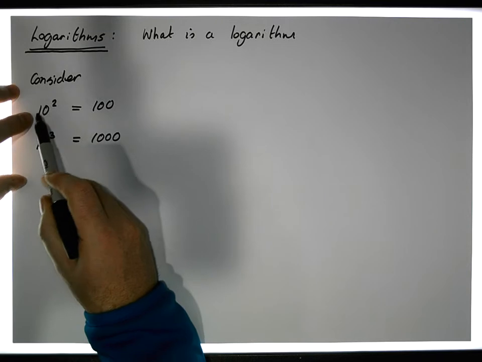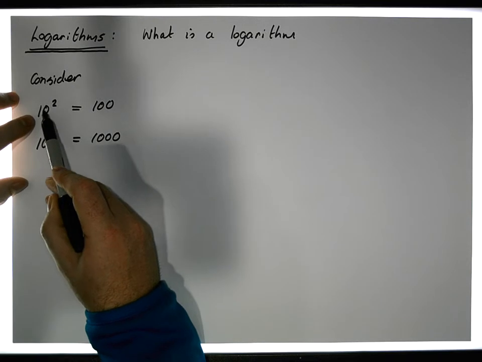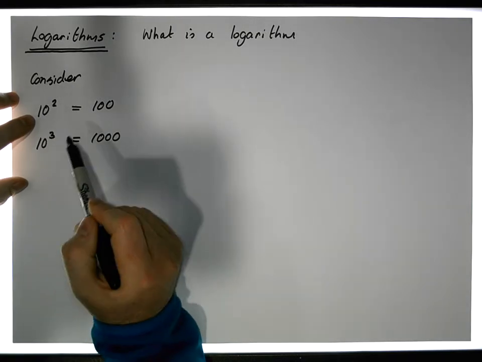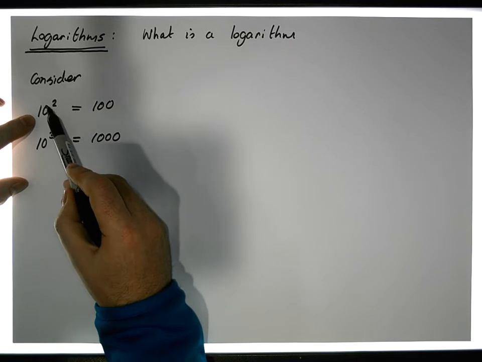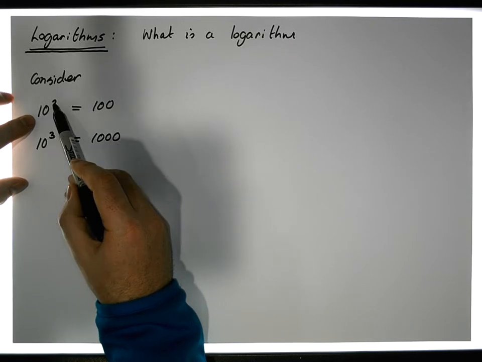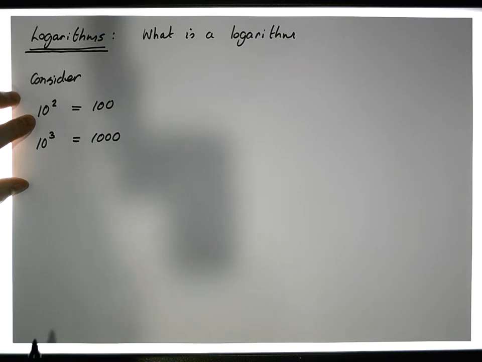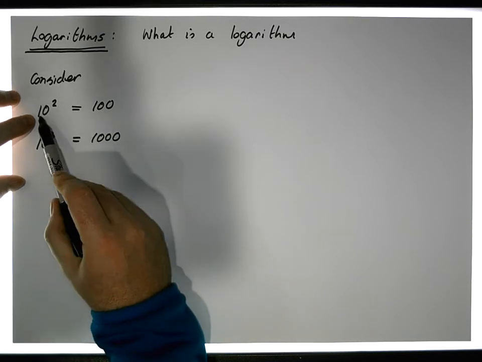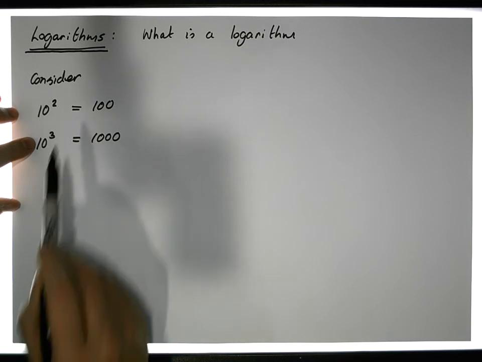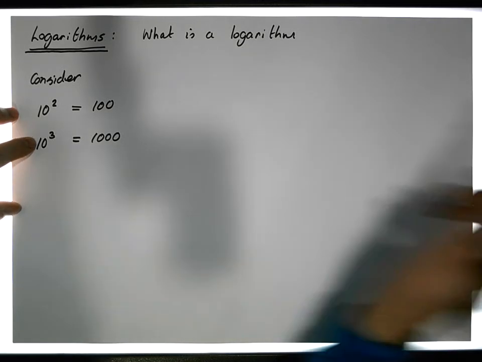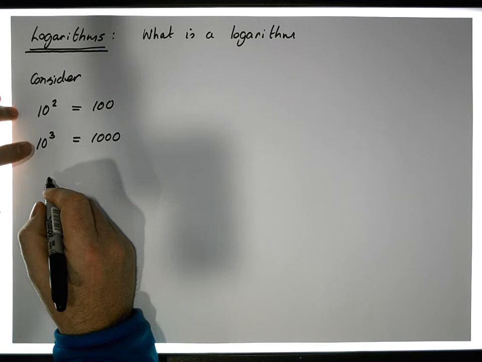So what I have is some number we call the base, and some power or exponent. The base in this case is 10, the exponent is 2. The base raised to the exponent gives us a specific value. So 10 to the 2 gives us 100, and 10 to the power 3 gives us 1,000. We've seen that so many times. Let's consider different bases and different exponents.